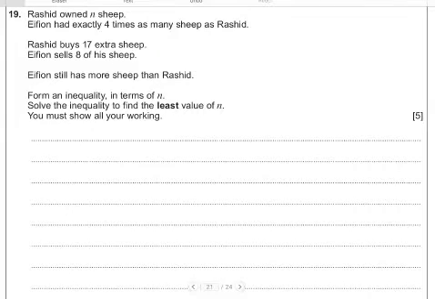Okay, hi. This is a question again from the WJEC GCSE Mathematics Intermediate Unit 1 non-calculator paper. This is a question about forming and solving an inequality. Okay, let's see what we have.